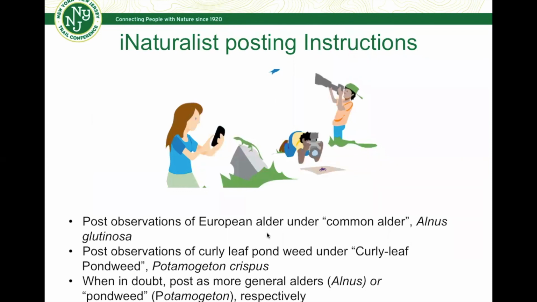In terms of iNaturalist posting instructions, all of the observations you see of European alder or black alder, you can post under what is referred to under iNaturalist as common alder or Alnus glutinosa. That's the main thing. Just make sure you're posting as Alnus glutinosa. You're going to post any observations of curly leaf pondweed under curly leaf pondweed or Potamogeton crispus. If you have any doubt about the IDs, you can post as more general, like under general alders or the Alnus genus, or just under pondweed or Potamogeton, respectively.